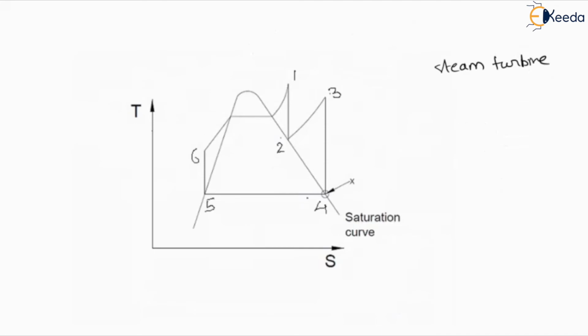So here I have drawn the TS diagram. In this TS diagram, how are we considering the processes? At point 1, you can see, we are considering three pressures: high pressure, intermediate pressure and low pressure. Here the entry to the pump is considered at saturated liquid condition. Entry to the pump is at point 5.